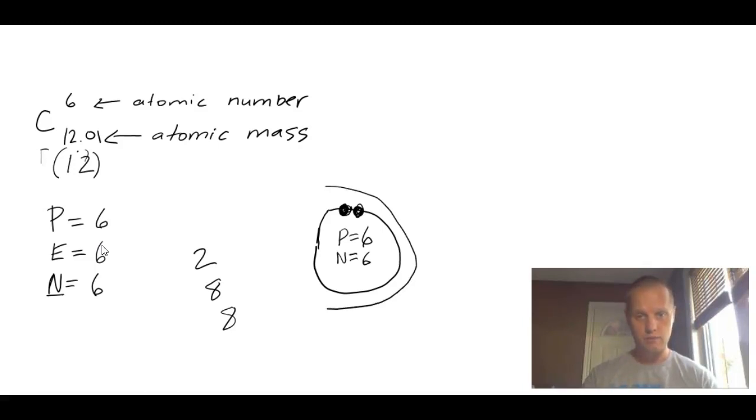The next shell is going to hold 8, okay? So half filled is 4. We placed 2 so far, and we have 4 more to go, because 2 plus 4 is 6. So we half fill it, 1, 2, 3, 4. And this is the Bohr Rutherford for carbon. Okay, so Bohr Rutherford carbon is complete.